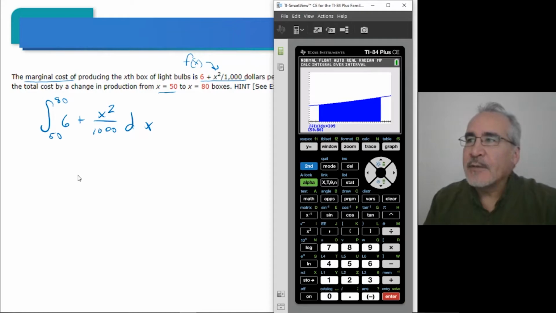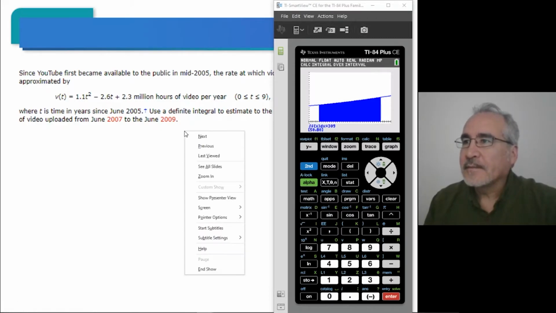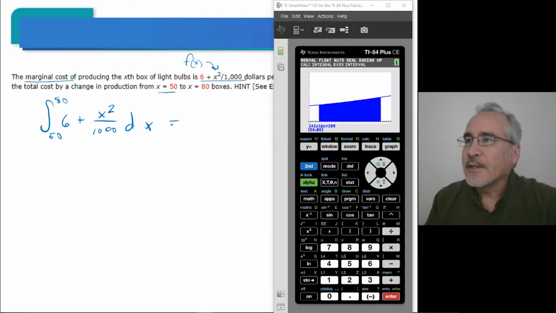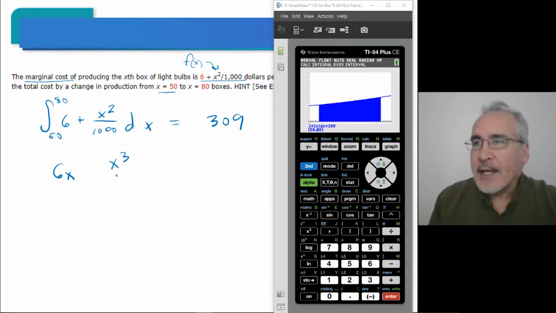So the end result is that this is going to be equal to 309. Let me walk a little quicker from the integration point. So this would integrate as 6x. This is going to be x to the third divided by 3, 3 times 1,000. So we get 3,000. We get a plus here. So this is our large F function.